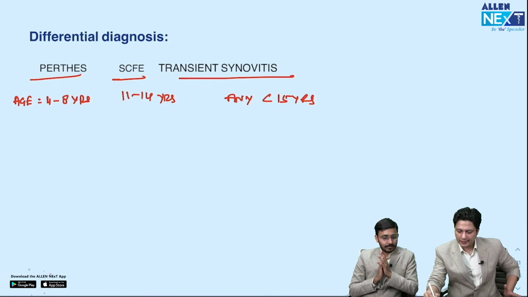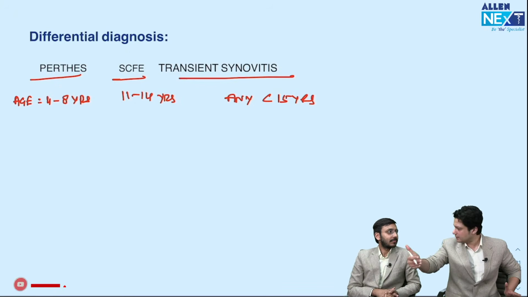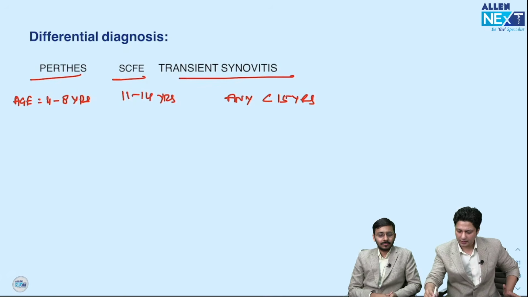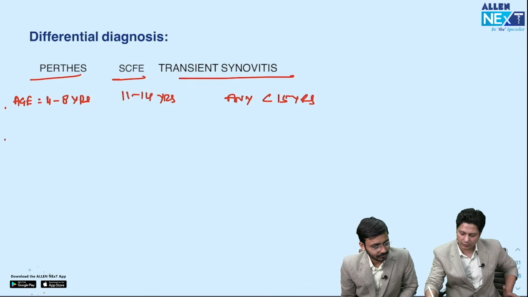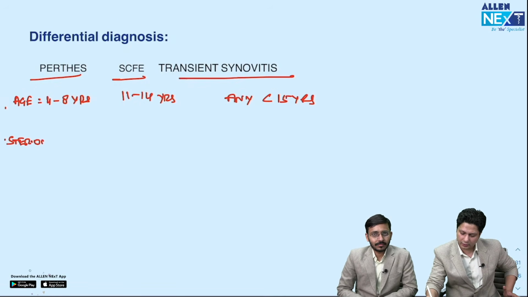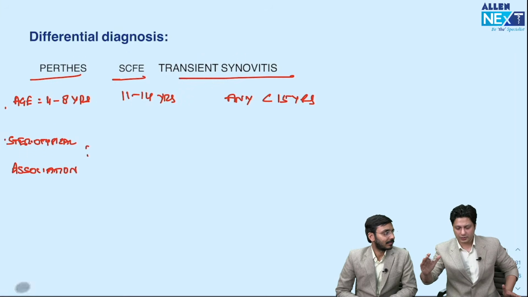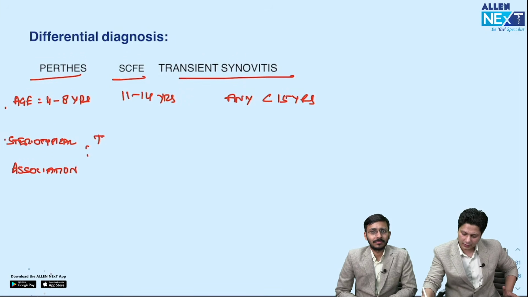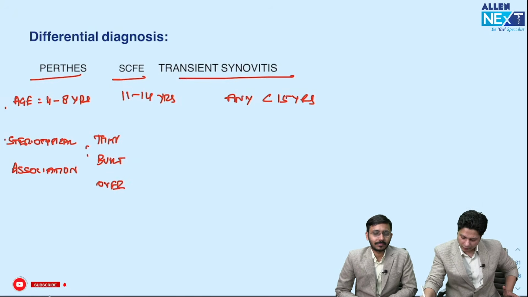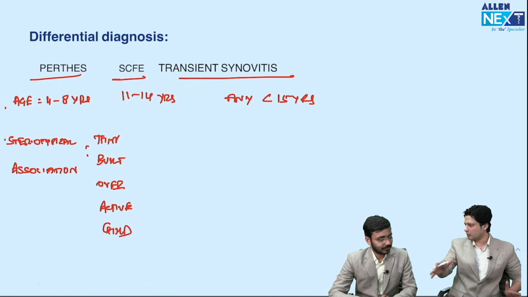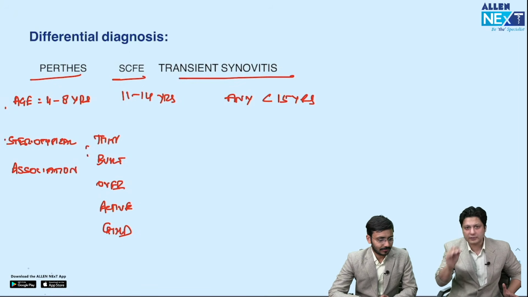The age, we are not going deep into the reasoning of why in this age group it is very commonly affected. Second is always the stereotypical association, which will always be provided in a question. Like for Perthes disease, a thin-built and hyperactive, or you can say overactive, child. This is the stereotypical picture of the child which will always be provided to you.